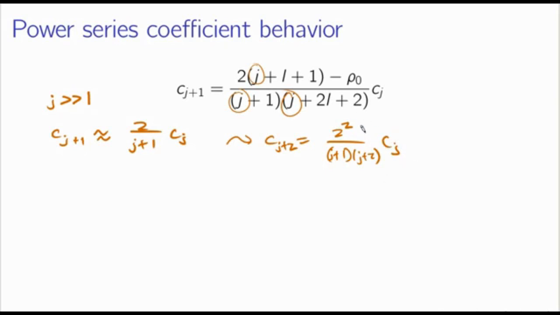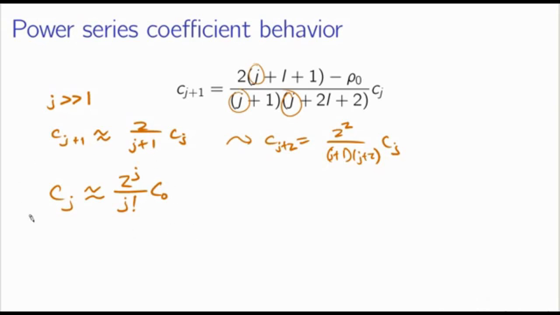So if this were the exact recurrence relationship that we had to work with, we would end up with something that's starting to look like the factorial here and starting to look like the nth power of 2 in the numerator. So we would end up with, for a large j approximation, something like c sub j is approximately equal to 2 to the j power over j factorial, all multiplied by our original c naught.